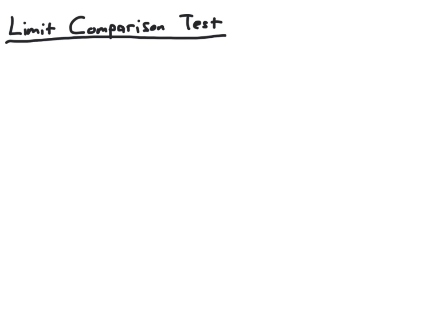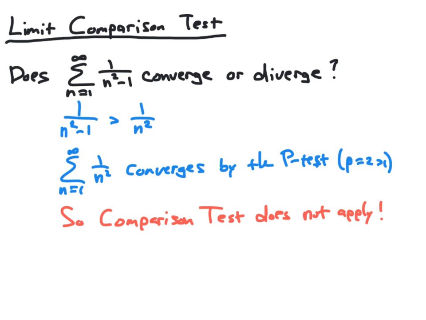In this video, we're going to discuss the limit comparison test and take a look at some examples of how to use it. To motivate the need and use of the limit comparison test, let's consider the series from n equal 1 to infinity of 1 over n squared minus 1 and try to determine whether it converges or diverges.